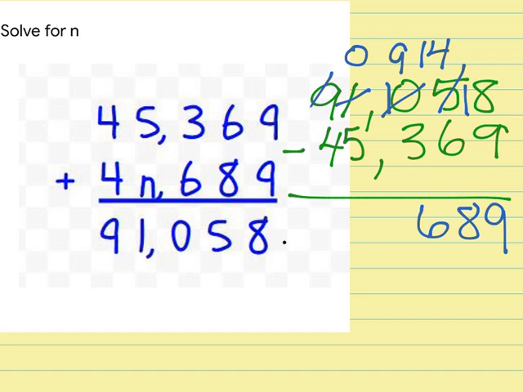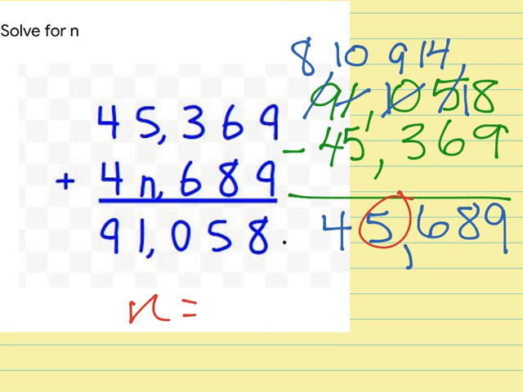I cannot do 0 take away 5, so I've got to borrow from my 10,000s. 10 take away 5 is 5. 8 take away 4 is 4. My missing number is the 5, so n equals 5.